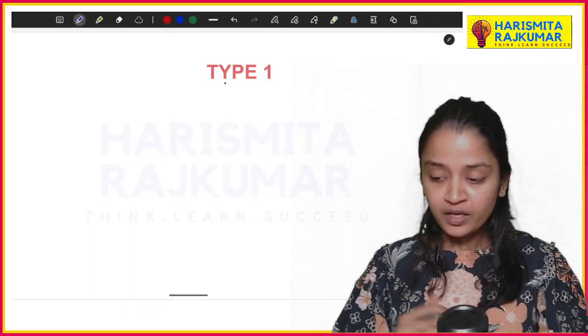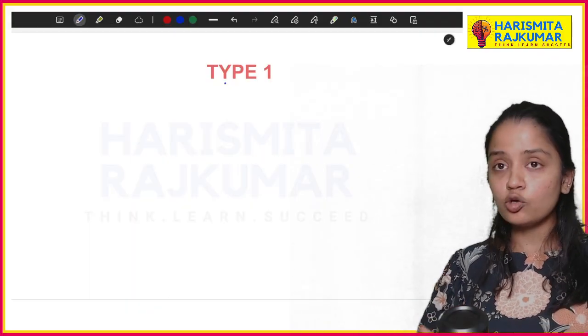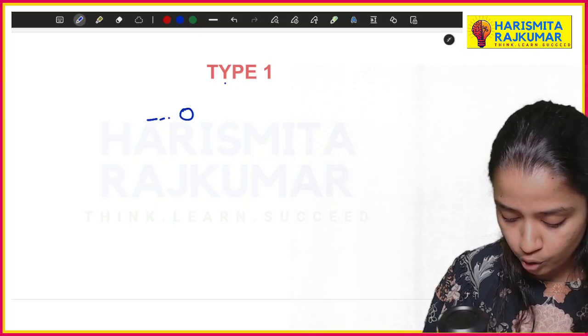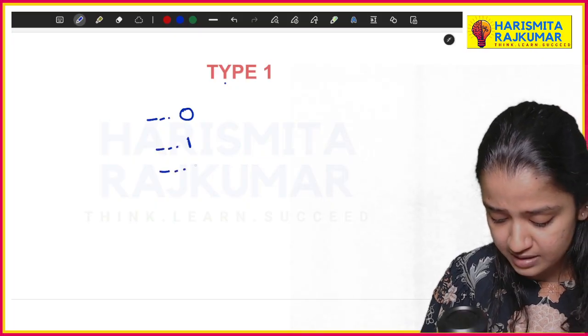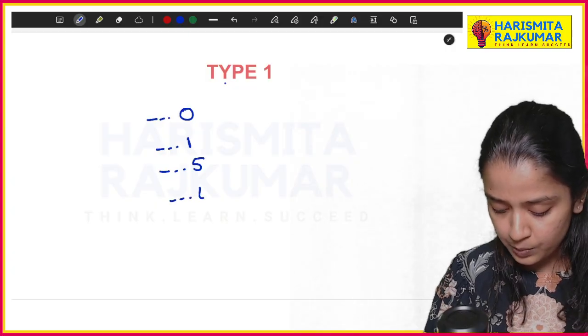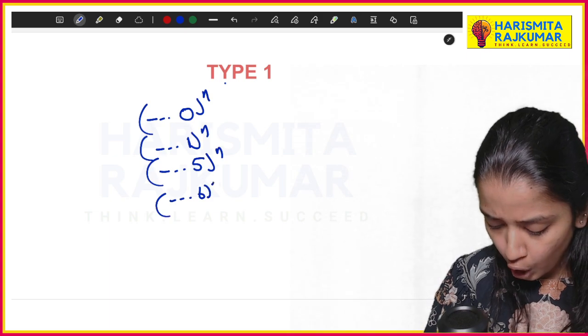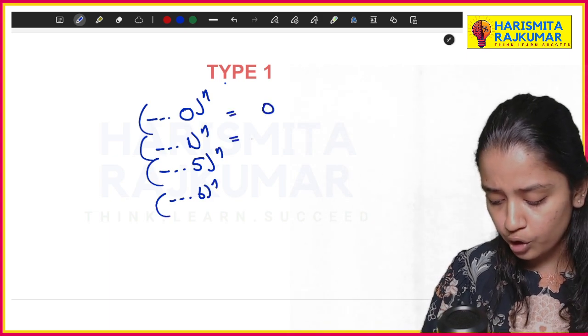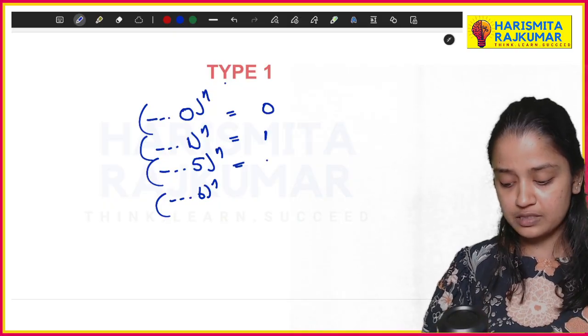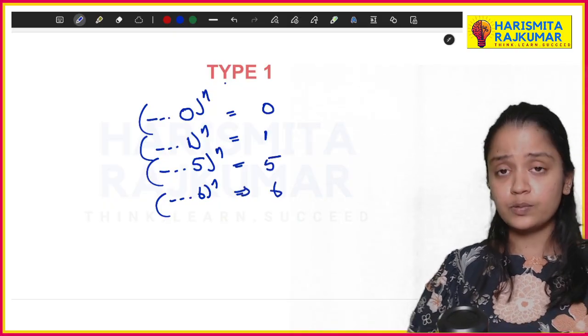Now type 1. Basically, if your number is ending with 0, if your number is ending with 1, ending with 5, or ending with 6, power n, any number, the unit digit of this will be 0, the unit digit of this will be 1, the unit digit of this will be 5, and the unit digit of this will be 6.